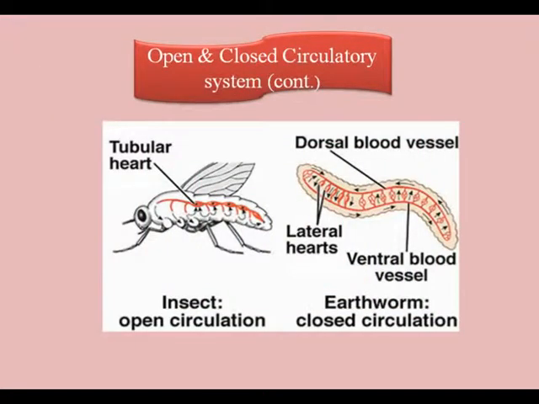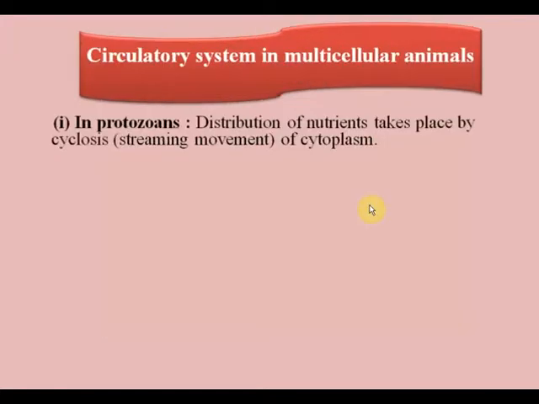You can see here the picture of an insect and an earthworm. Insect has open circulatory system. Blood flows directly into the tissues. Blood is not flowing in any veins or in arteries. There are no confined spaces for blood circulation. This is an earthworm, in which there is a closed circulatory system. Blood is flowing in arteries, in veins, and little hearts. So this is a picture of open circulatory system and this is a picture of closed circulatory system.